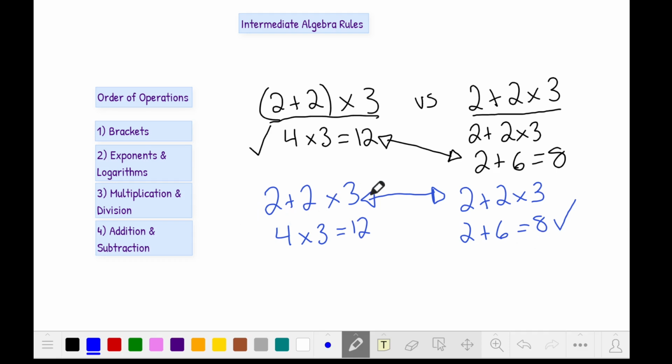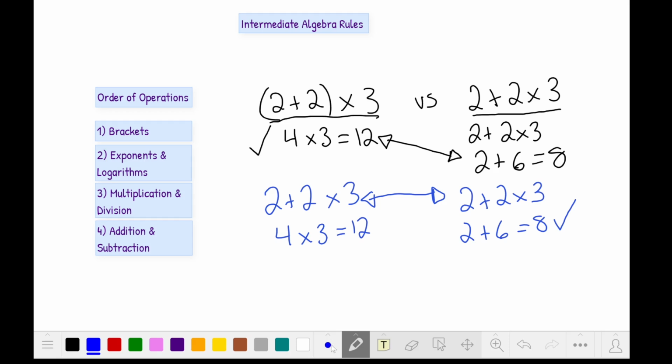And the reason is there's an order in which we do things. The order is important because if we don't respect the order, then we'll have two mathematicians working on the same equation coming up with two very different answers. So we need to have a set of rules that we stick to in order to come up with a correct answer that we can all agree upon.